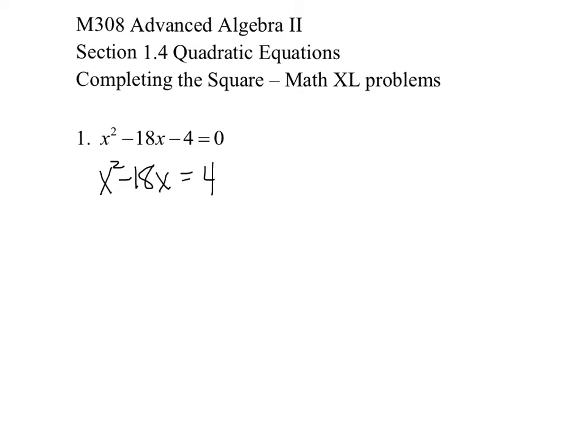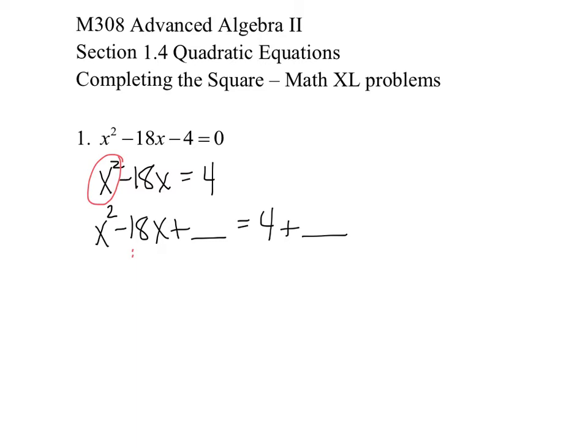Step 2, factor out the lead coefficient, and this lead coefficient is 1, so we're good on that. So we don't need to factor anything out, but keep in mind the next example we're going to do, you will have to factor something out. Step 3 is to add the blanks into each side. 4 plus blank. And now we have to actually complete the square.